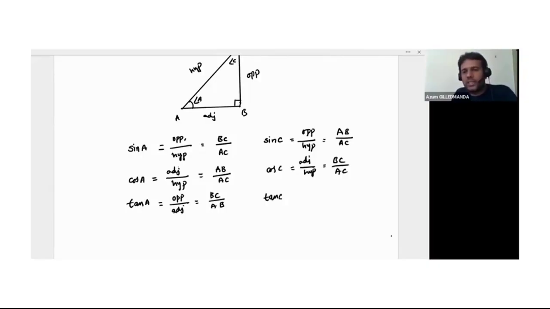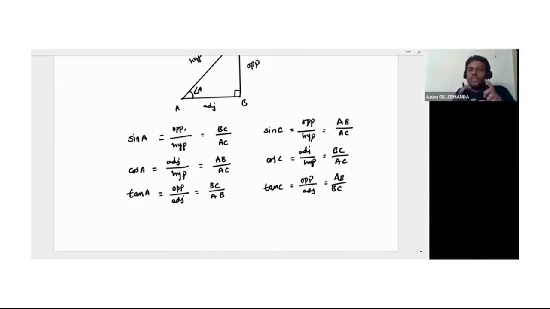Similarly, what is tan C? Tan C is, the formula is same, opposite by adjacent, but the opposite side changes here. For C, the opposite side is AB. So AB by BC. Okay, hope you got that. So these are the 3 trigonometric ratios. We have 3 more. I'll just explain. So sin A, cos A, and tan A. These are the 3 main trigonometric ratios.